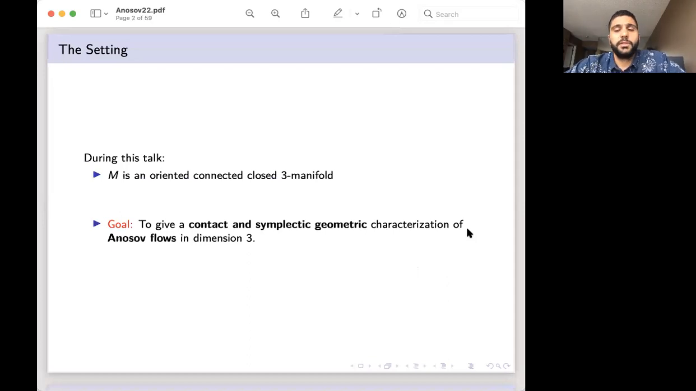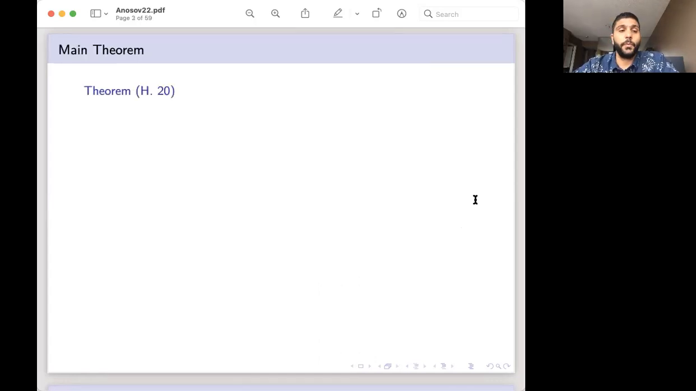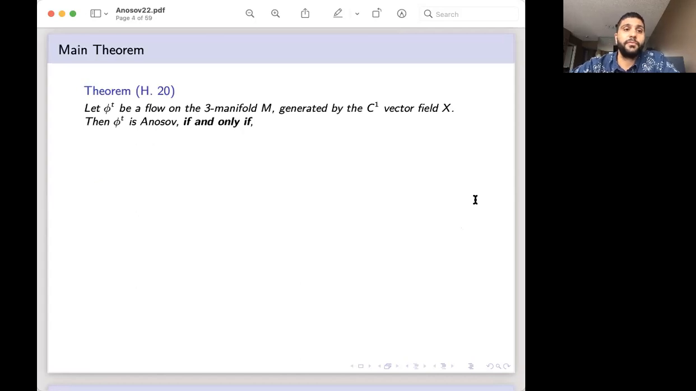During this talk, assume that M is an oriented connected closed 3-manifold. As I mentioned, my goal is to give a contact and symplectic geometric characterization of Anosov flows in dimension 3, and then use this characterization to deliver tools from contact and symplectic topology to the study of questions in Anosov dynamics. So let phi be a flow on this 3-manifold M generated by some C1 vector field X.